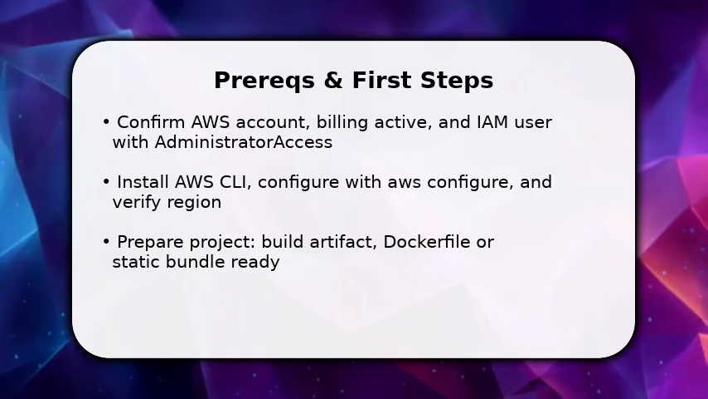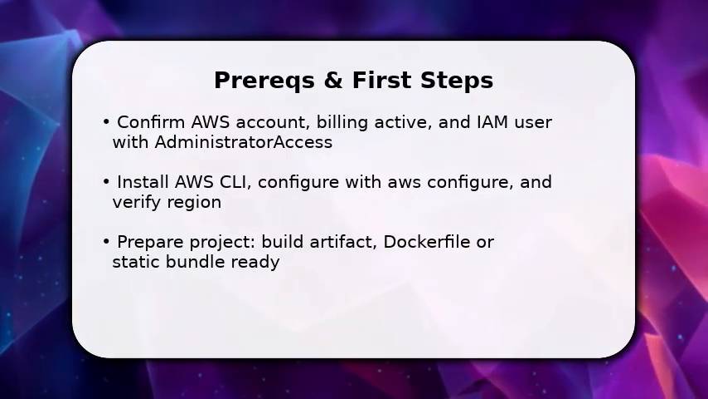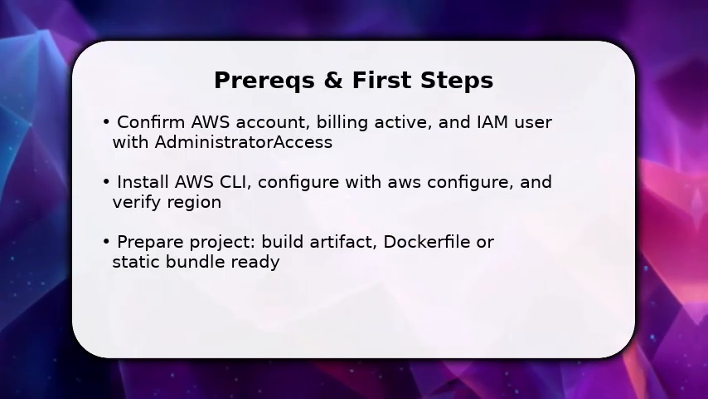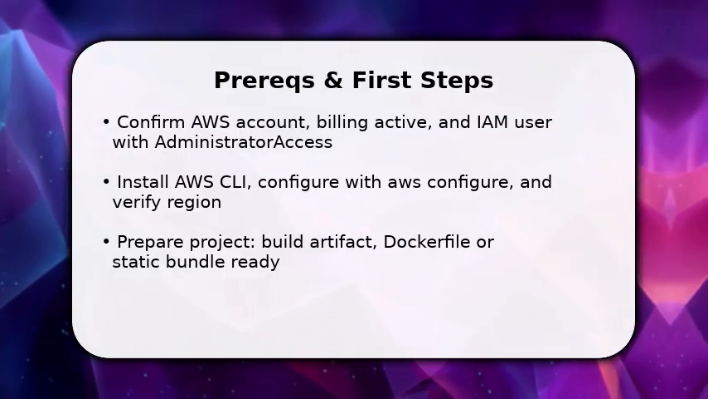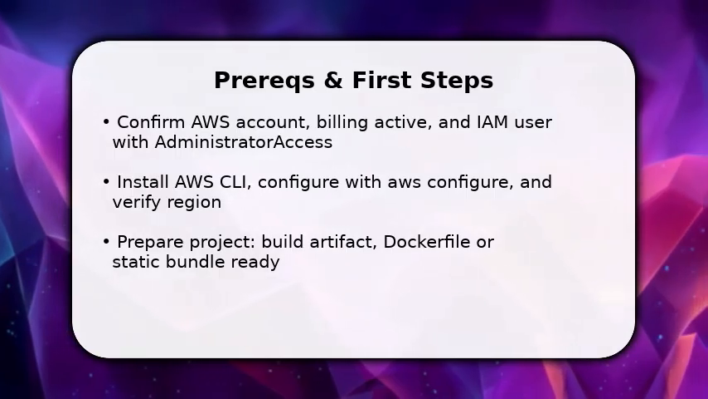You start by confirming essentials: an active AWS account and an IAM user with the right permissions. Next, install and configure the AWS CLI so you can run commands. This saves time versus the console.